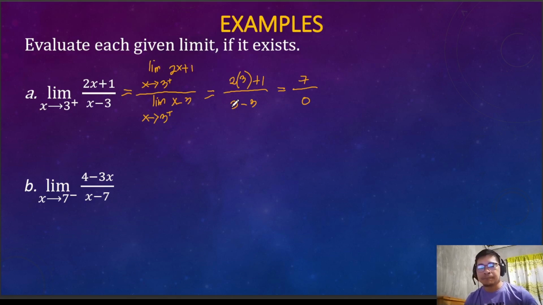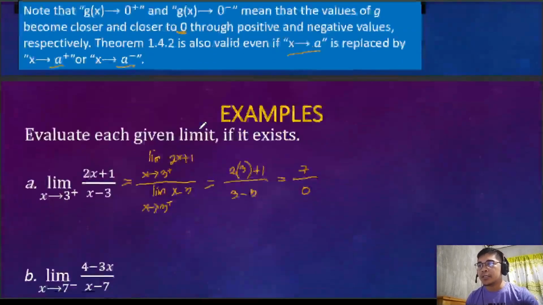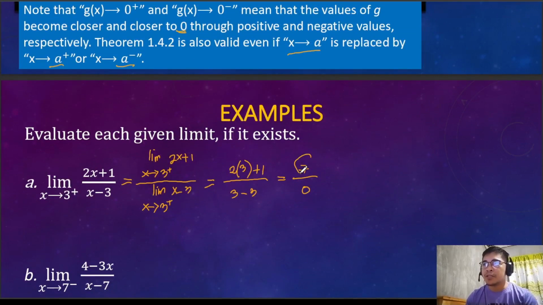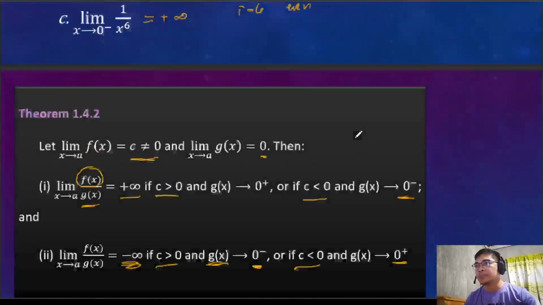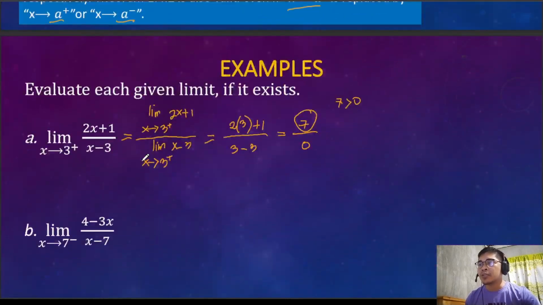Take note that in the definition above, our c must not equal 0. And take note, our c here is 7. 7 is greater than 0, right? So in the first one, we have c must be greater than 0. The second one, we also have c greater than 0. So we will check which of these two applies to determine if it is positive infinity or negative infinity. So how are you going to check that?